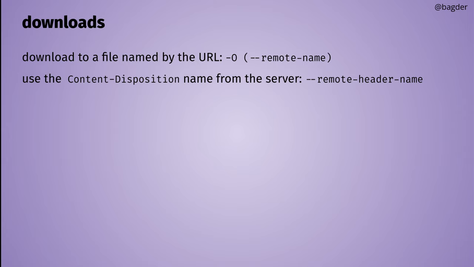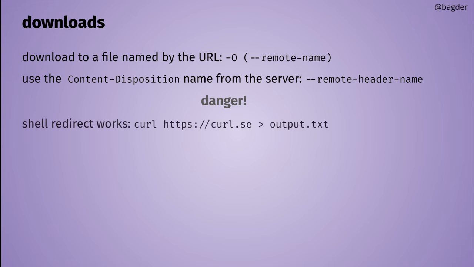Sometimes there's this content disposition header in the server, which provides a different name. Sometimes the file name part of the URL is really crazy, and sometimes the servers are set up to do this. So you can use this --remote-header-name option and say, I want to use the name the server tells me to use, which of course is a bit dangerous because you might not know that ahead of time. If you save it in a directory, maybe you overwrite some other file that has the same name. It's a little bit tricky to use, but it exists.